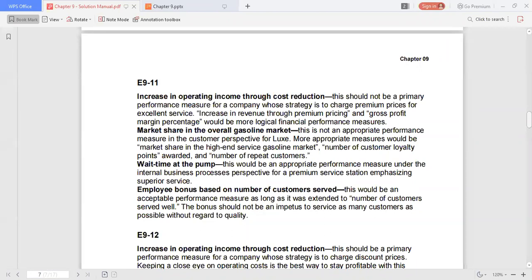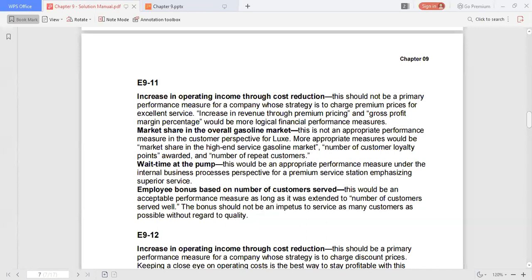Employee bonus based on number of customers served. This would be an acceptable performance measure as long as it was extended to number of customers served well. The bonus should not be an impetus to service as many customers as possible without regard to quality. This is the employee bonus based on number of customers served under learning and growth.